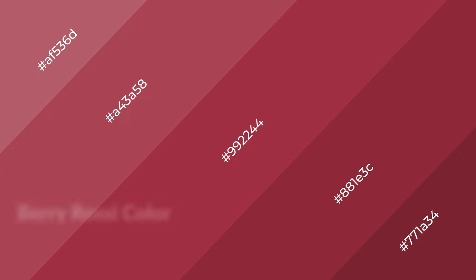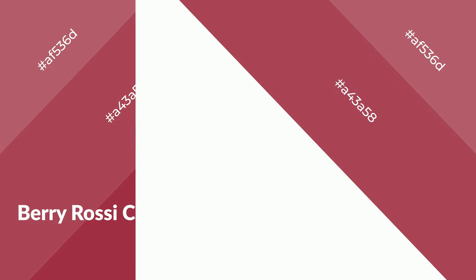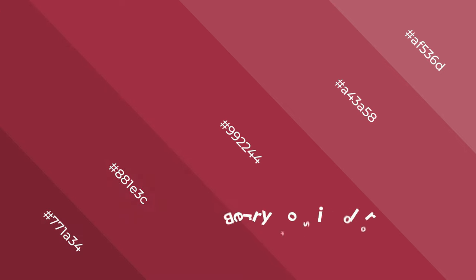Berry Rossi is a warm color, and it emits cozier and active emotion. Warm colors are symbols of warmth, fire, heat, and sunshine. It also evokes joy, passion, love, and even anger emotions. You can see them used in restaurants and gyms.